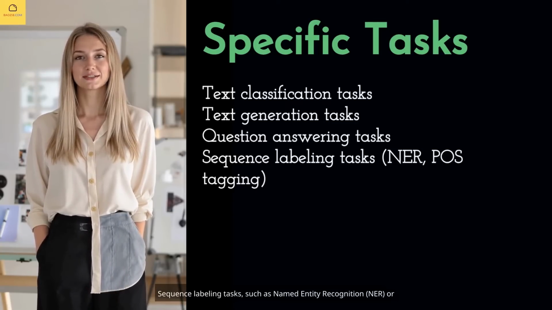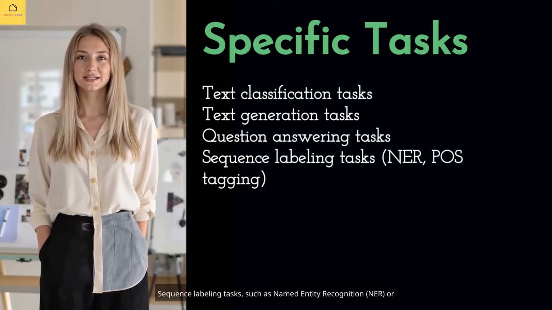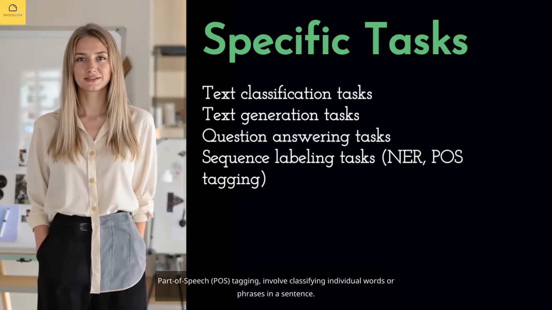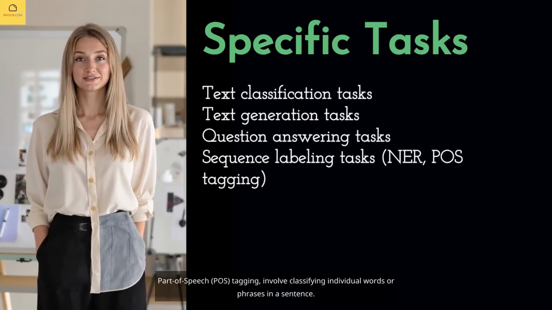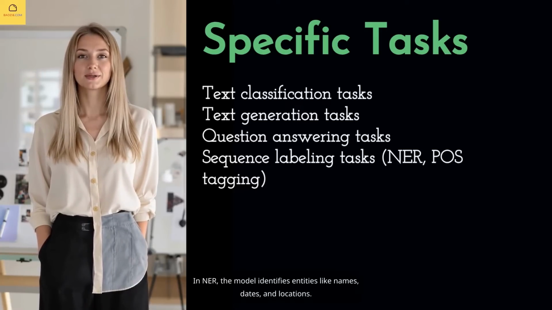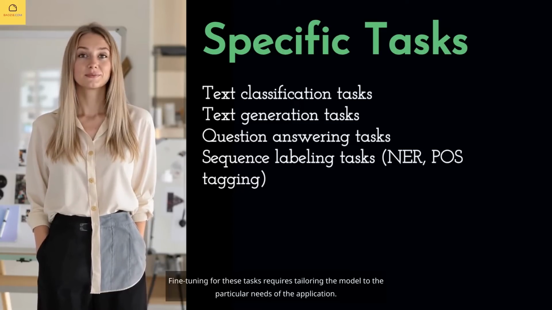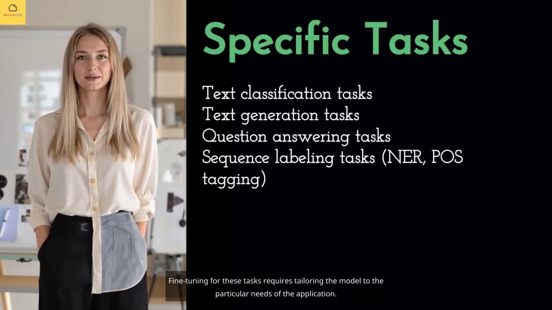Sequence labeling tasks, such as named entity recognition (NER) or part of speech (POS) tagging, involve classifying individual words or phrases in a sentence. In NER, the model identifies entities like names, dates, and locations. Fine-tuning for these tasks requires tailoring the model to the particular needs of the application.